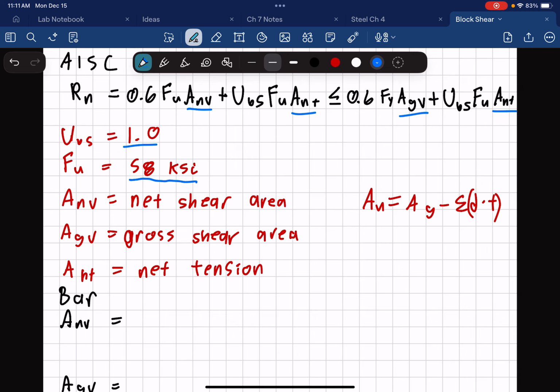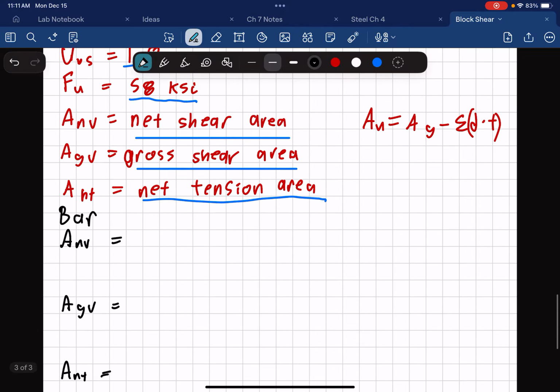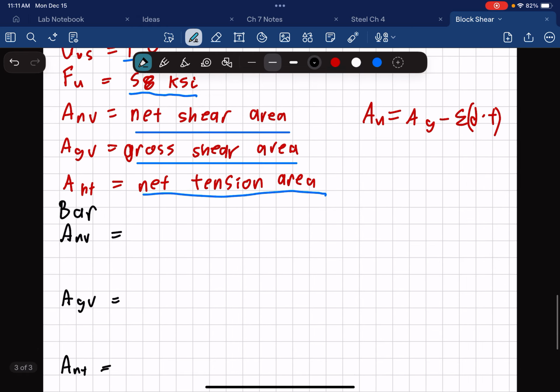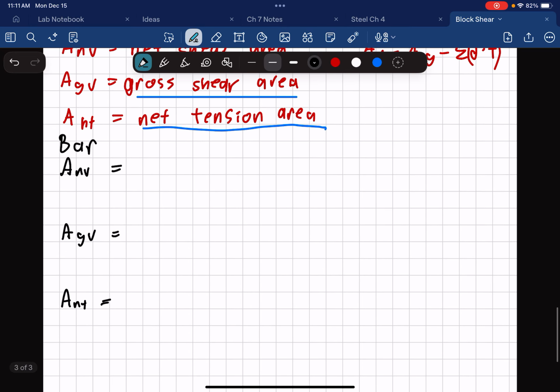We have ANV, which is our net shear area. We have AGV, which is our gross shear area. And ANT, which is our net tension area. So with these three things, we can actually calculate these before we start doing the full problem. It's going to save us some time, because ANV, AGV, and ANT will be the same for the bar, and they'll be the same for the gusset, so we can calculate them separately.